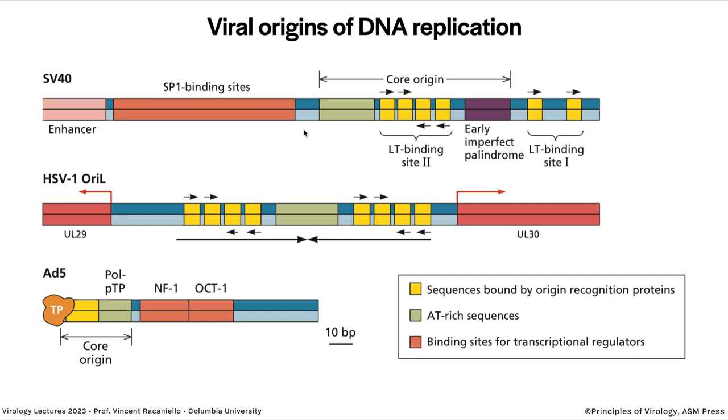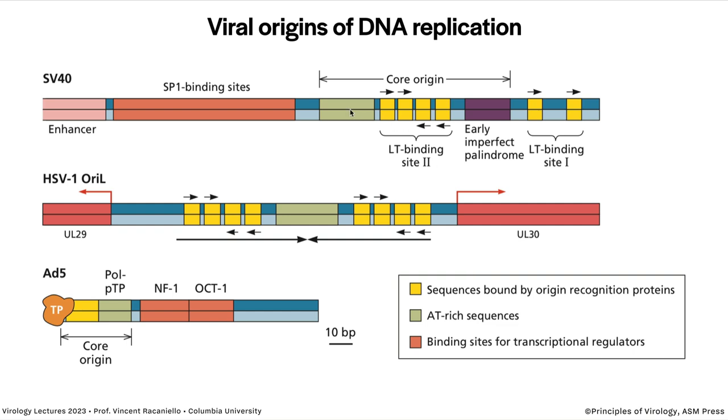So you can see SV40, here's the core origin delineated by the arrow. It contains sequences bound by large T, LT. Those are these yellow areas here. That's where large T antigen binds. And then it also contains AT-rich sequences in the green.